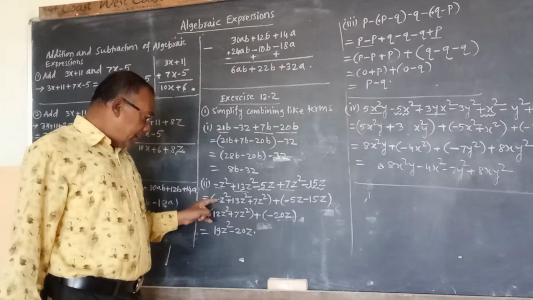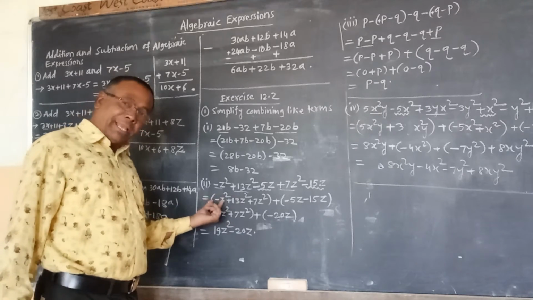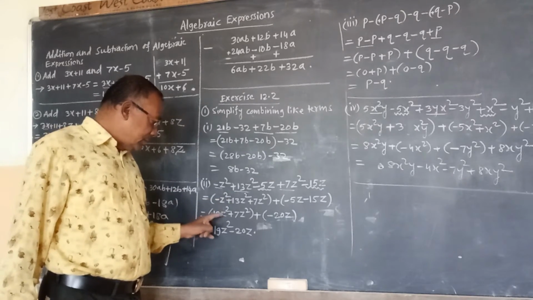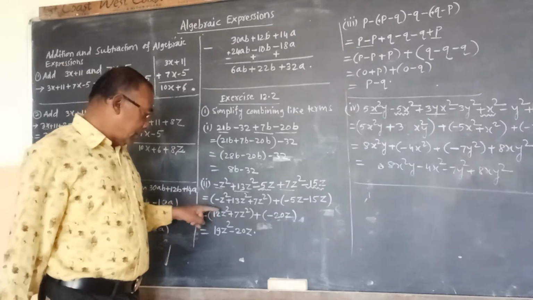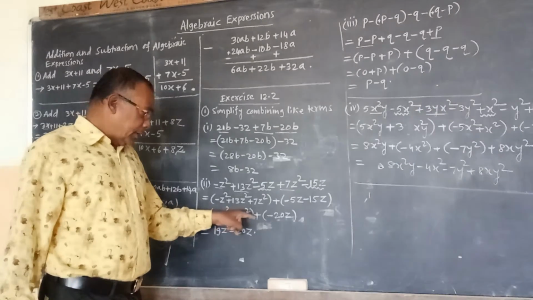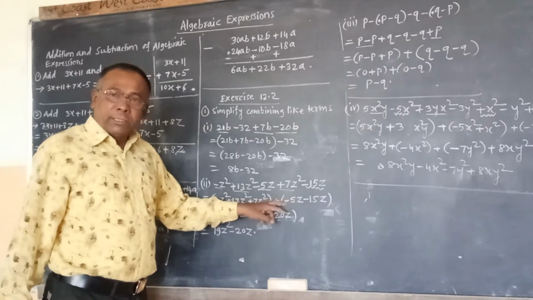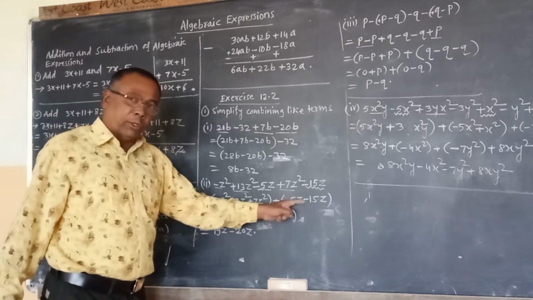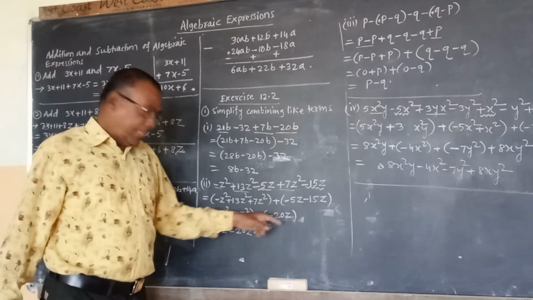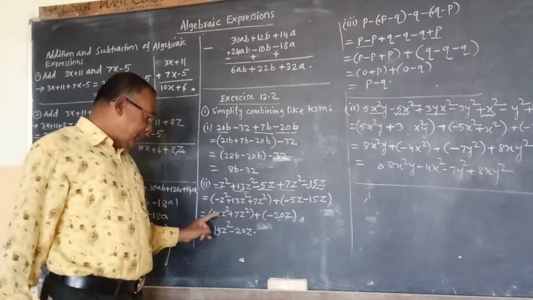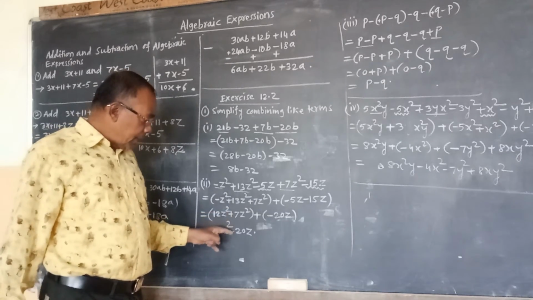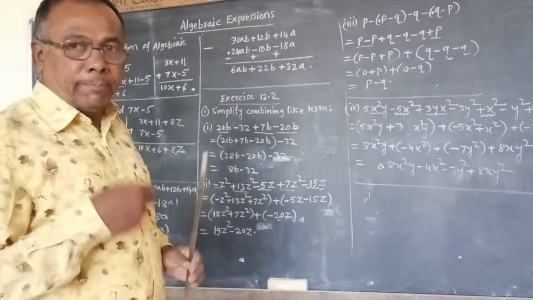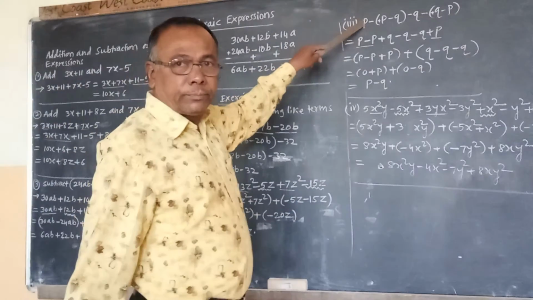Here minus z square plus 13z square has unlike signs, so we will subtract them. So 13 minus 1 will be 12z square, and give the sign of the greater number, plus z square. Plus, here both have the same sign, so addition is there. So 15 plus 5 is 20, and give the sign of the greater number, that is minus 20z. Again 12z square plus 7z square, 12 plus 7, will be 19z square, minus 20z as it is. So that is the answer of our first question. Now we will see the second question.